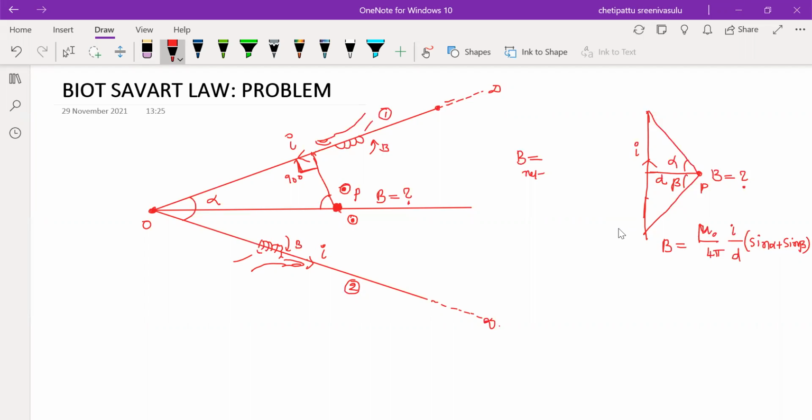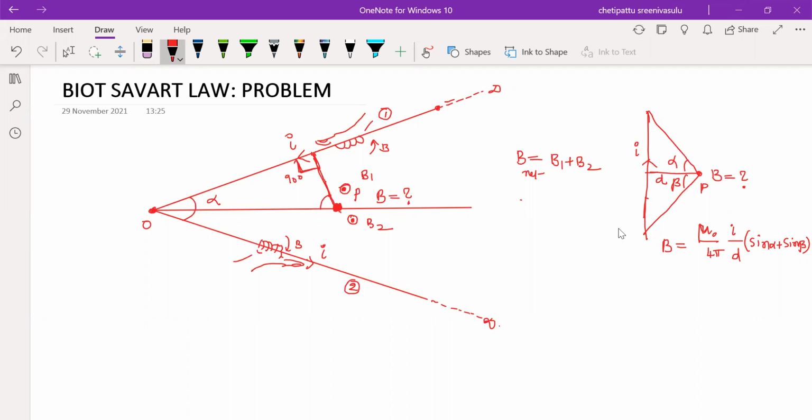So what is the net magnetic field? For example, assume the magnetic field at point P due to this conductor is B1, and due to this conductor is B2. The net magnetic field will be B1 plus B2. Here the conductors are the same and the same current is passing. That's why, at a point on the angle bisector line, the perpendicular distance is also the same.